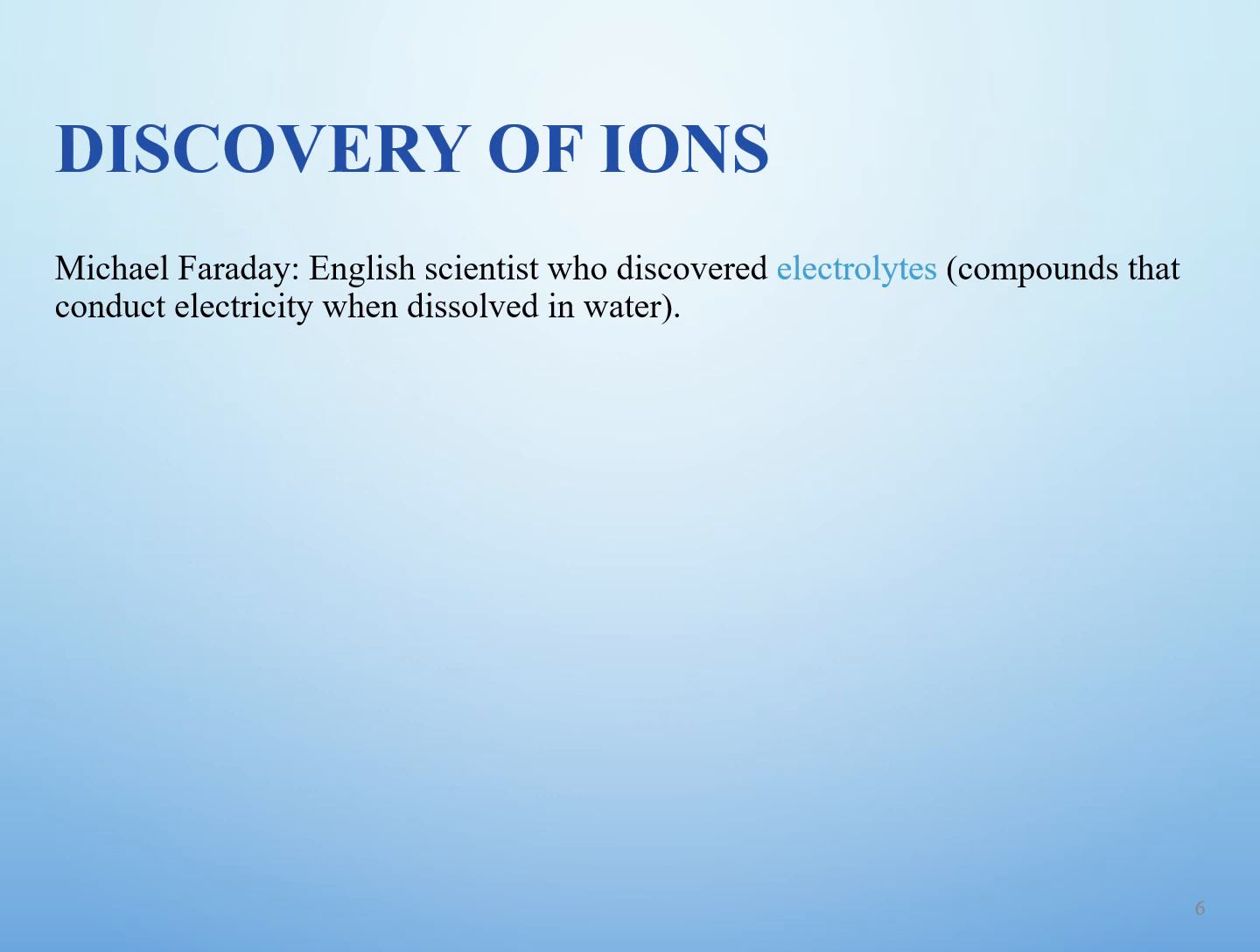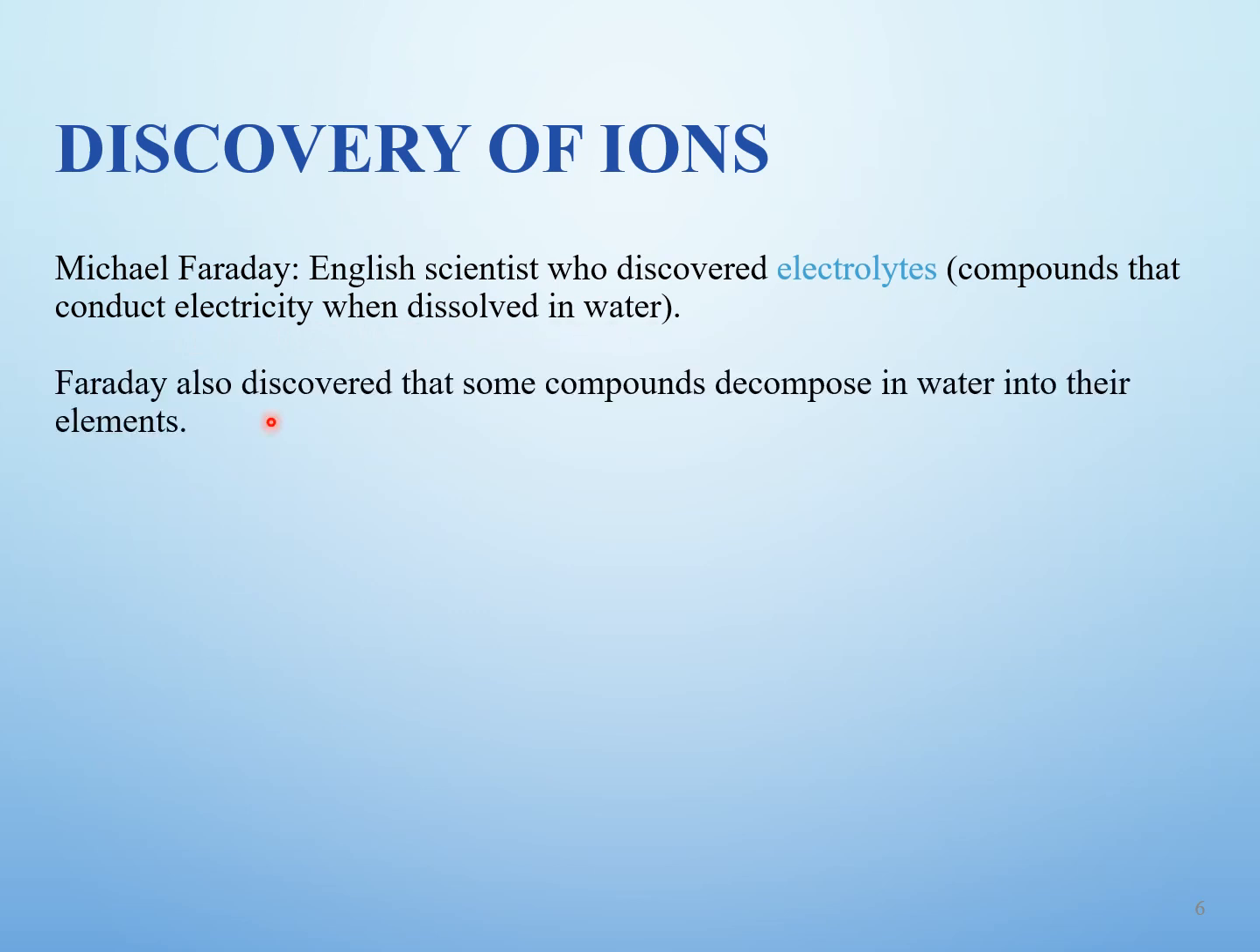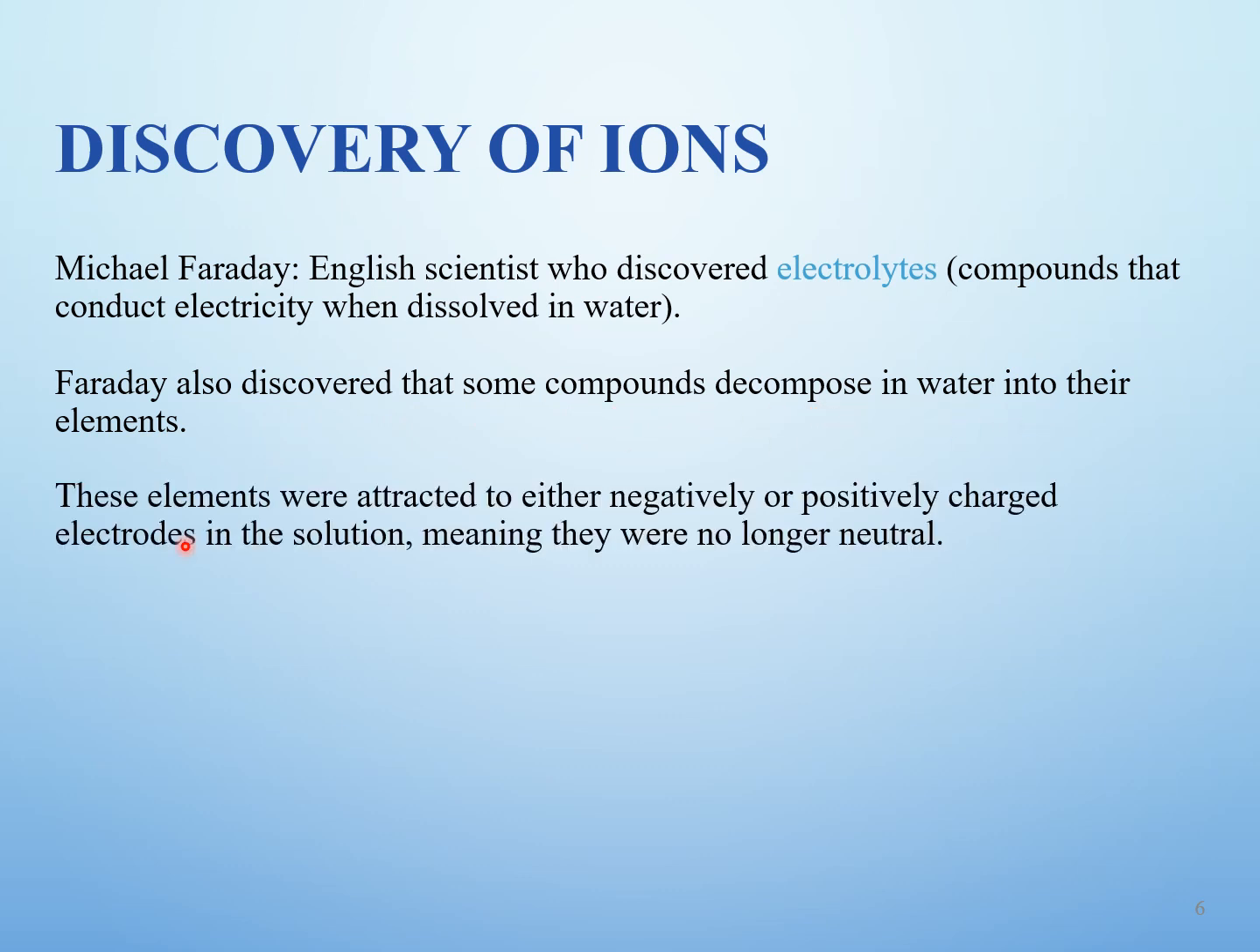So let's talk about who discovered ions. Michael Faraday, an English scientist, discovered electrolytes, basically compounds that conduct electricity when you dissolve them in water. Faraday also discovered that some compounds decompose in water into their elements. And these elements were either negatively or positively charged, so they were attracted to a negative or positive electrode in the solution.